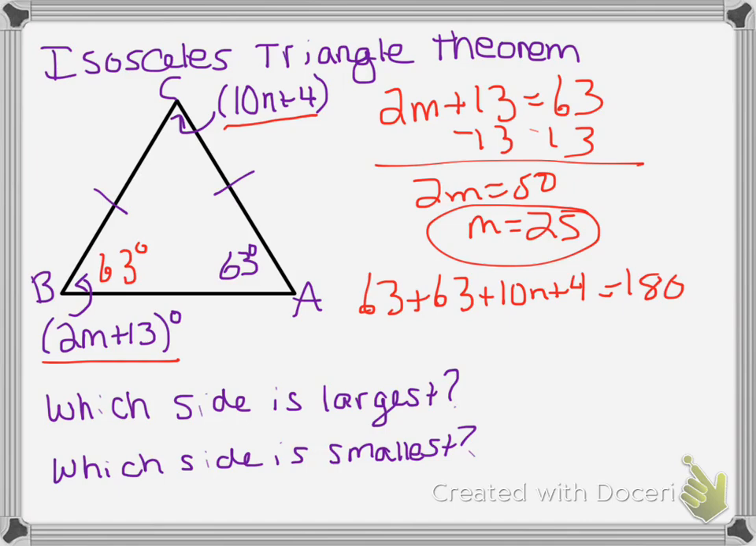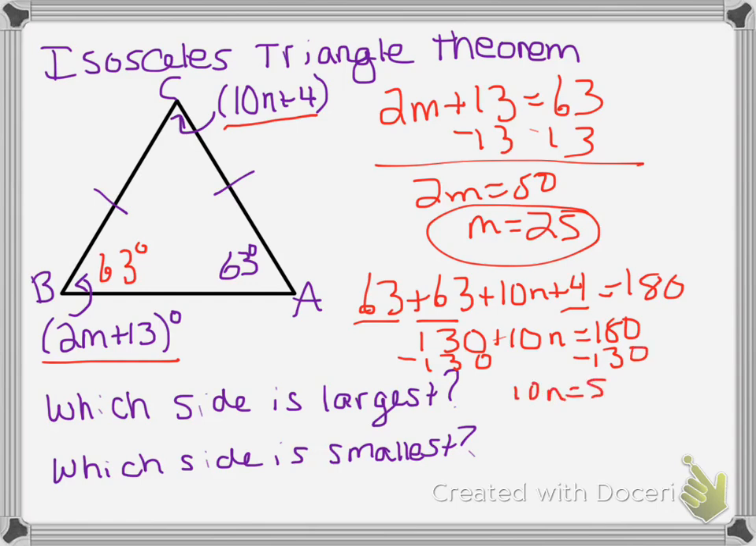You could do this multiple ways. This is just the way that I've decided to do it. I'm going to combine my like terms. 63 plus 63 plus 4 is 130, plus 10n equals 180. I'm going to subtract 130. That gives me 10n equals 50. That means n equals 5. So this angle up here would be 10 times 5, which is 50, plus 4, is 54 degrees.